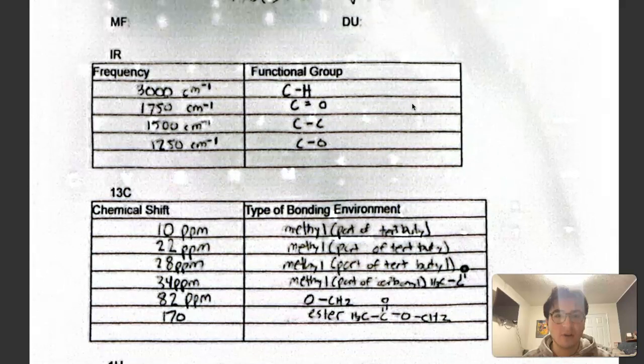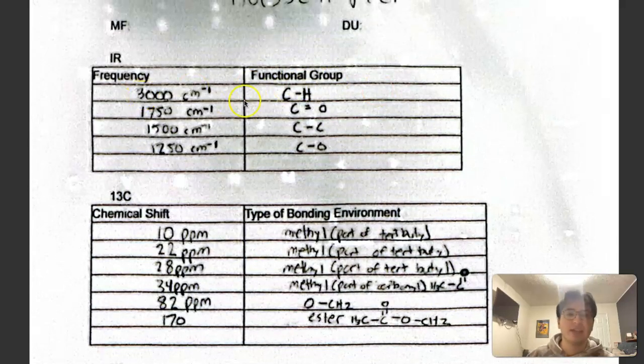Once again, to go over all of this, we see a peak at 3000 indicating a CH bond, 1750 indicating a C double bond O, which, with the 1 degree of unsaturation that we indicated, gives us that this C double bond O is the 1 degree of unsaturation that we figured out. This 1500 peak is carbon-carbon single bond, and at 1250 is the carbon-oxygen single bond.